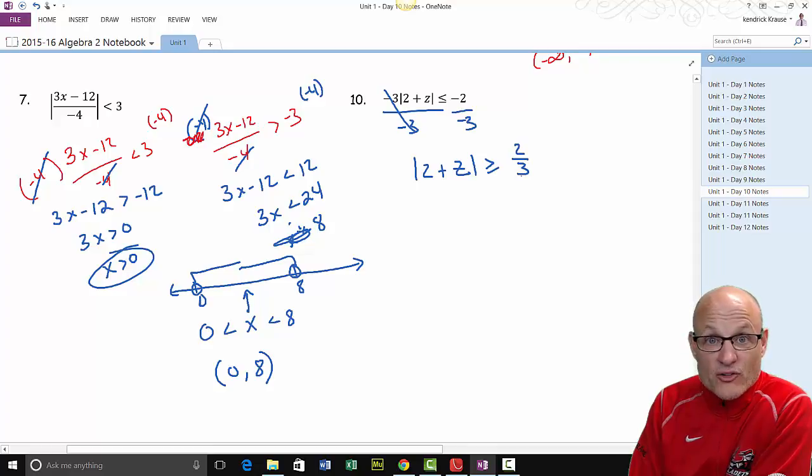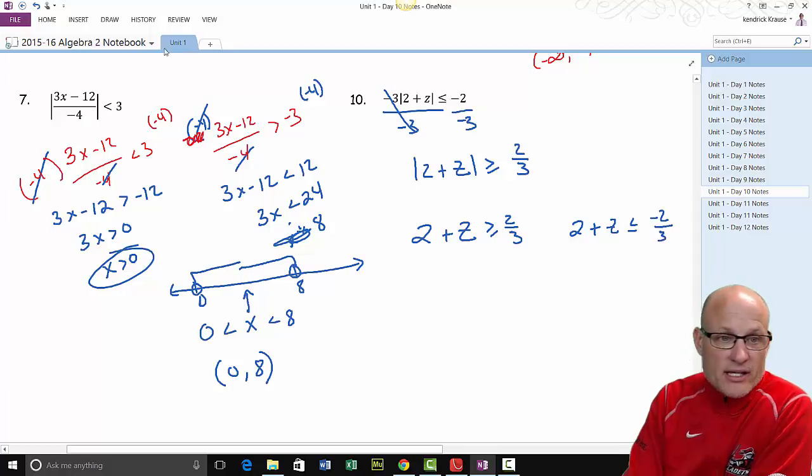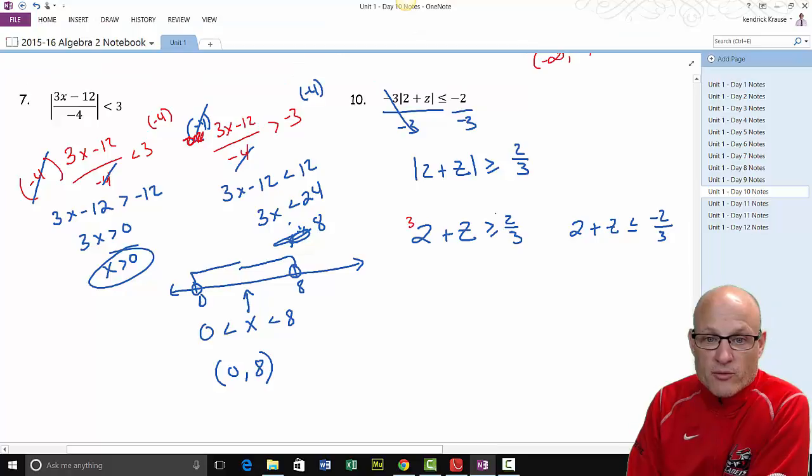All right, now we're going to split them. So I get 2 plus z greater than or equal to 2/3. 2 plus z less than or equal to -2/3. Now I don't like having that fraction there. It bothers me. I know it bothers you, so we're going to get rid of it right now. You know, you have to do this? No, if you're comfortable in other ways, go do it another way.